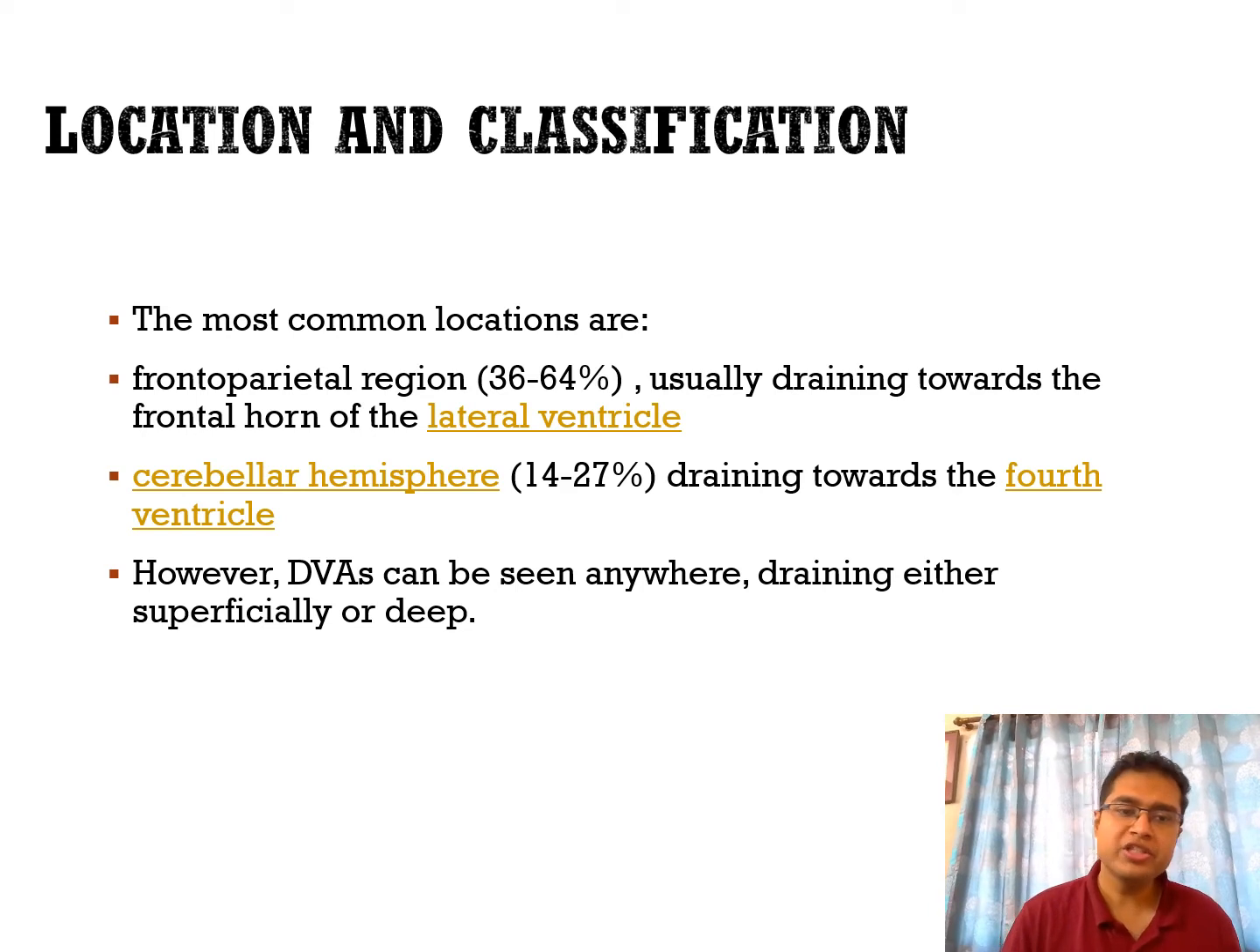Location, most common location is in the frontoparietal region, usually draining towards the frontal horn of the lateral ventricle, which was there in this particular case. Other locations include cerebellar hemisphere draining towards the fourth ventricle. However, DVAs can be anywhere, draining either superficially or deep.